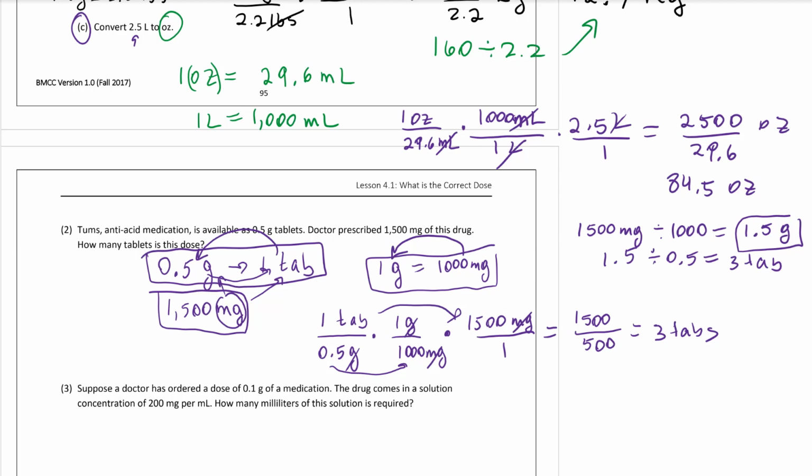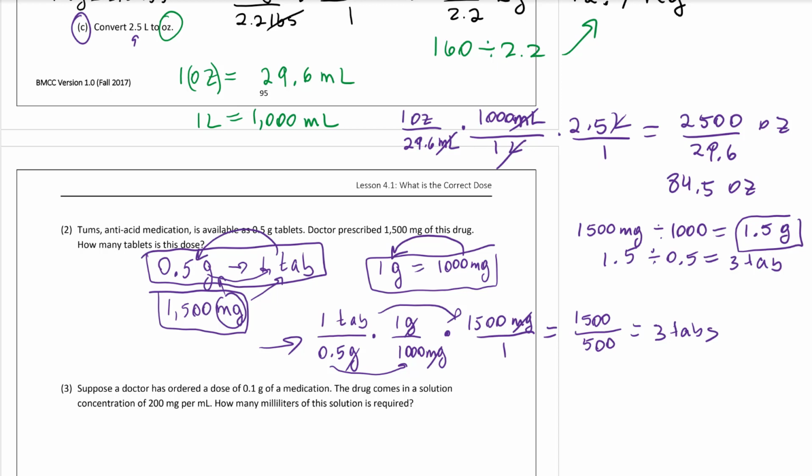It's not straightforward. Okay, but especially if you're interested in healthcare, then that is the way to go. That's a good way to set it up, because the units tell you where to place your stuff. Okay, one more. Let's do the last one. Suppose a doctor has ordered 0.1 gram of medication. The drug comes in a solution concentration of 2,000 milligrams per milliliter. How many milliliters of this solution is required?